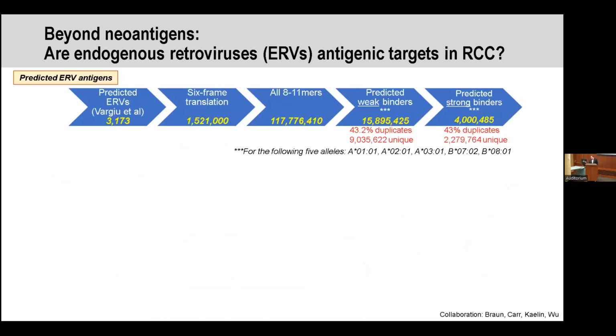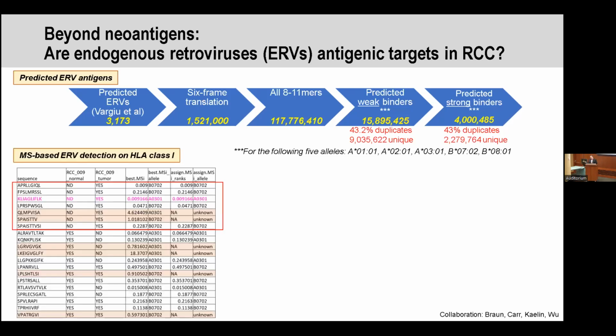Very briefly, this is work largely in collaboration with Bill Kalin's group and Steve Carr's group, where we're using the same cohort of patients, the same tumors, to look at endogenous retroviruses as potential antigenic targets. These are aberrantly expressed in a few different tumor types, but kidney cancer specifically has a high expression of these endogenous retroviruses. So we can, again, use our computational tools to predict potential ERV-derived antigens, and use a mass spec-based approach to actually physically detect those antigens.